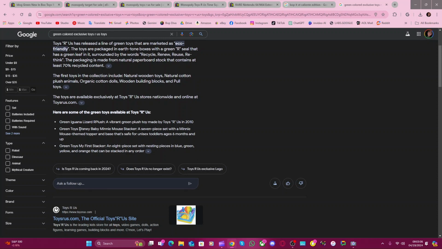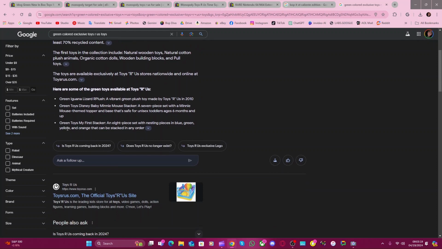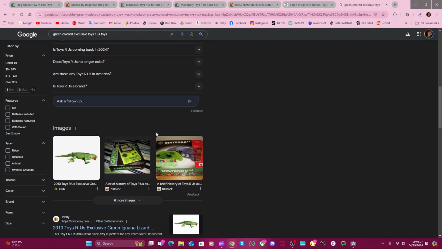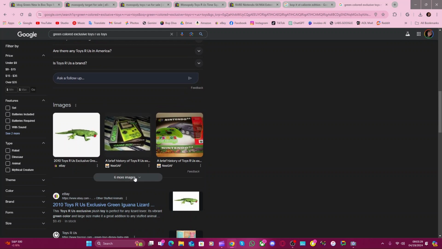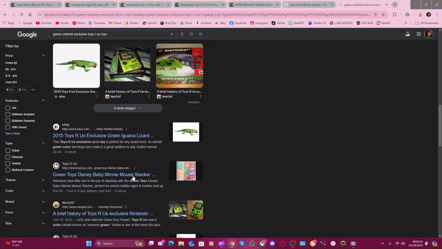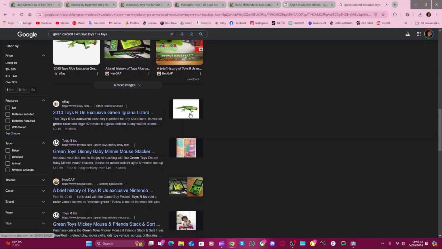Green Toys Disney Baby Minnie Mouse Stacker, a seven-piece set with the Minnie Mouse themed topper and base that's safe for unisex toddlers ages 6 months and up. Green Toys My First Stacker, an eight-piece set with nesting pieces in blue, green, yellow, and orange that can be stacked in any order. So, okay. Oh, here we go. So here's the Toys R Us lizard.